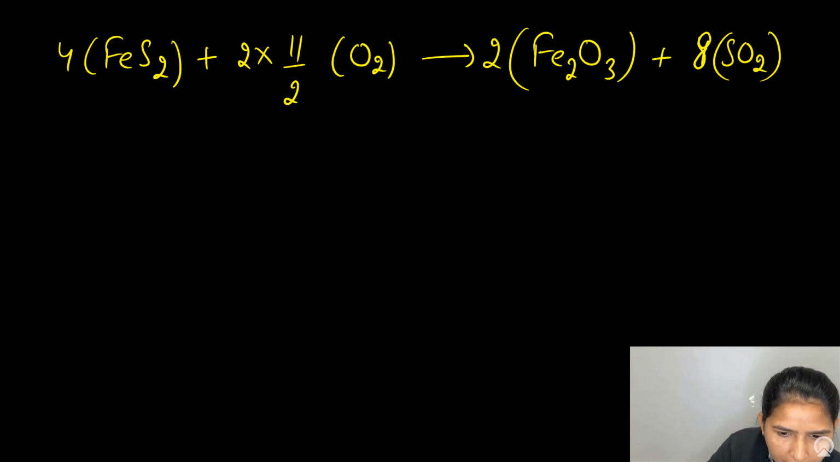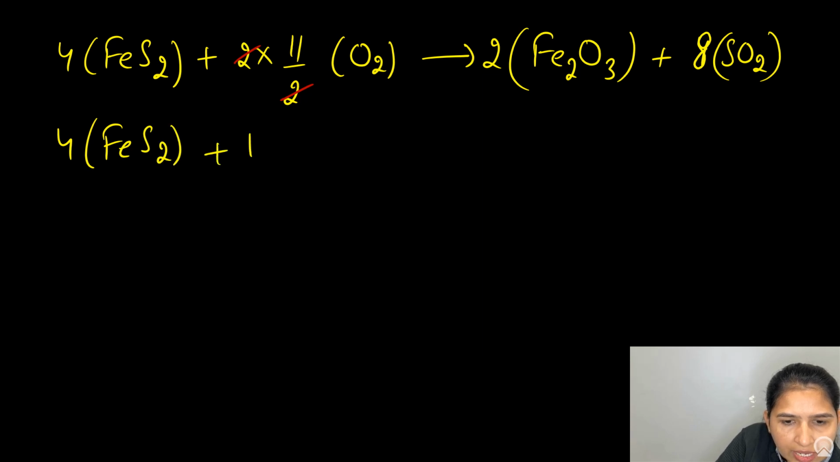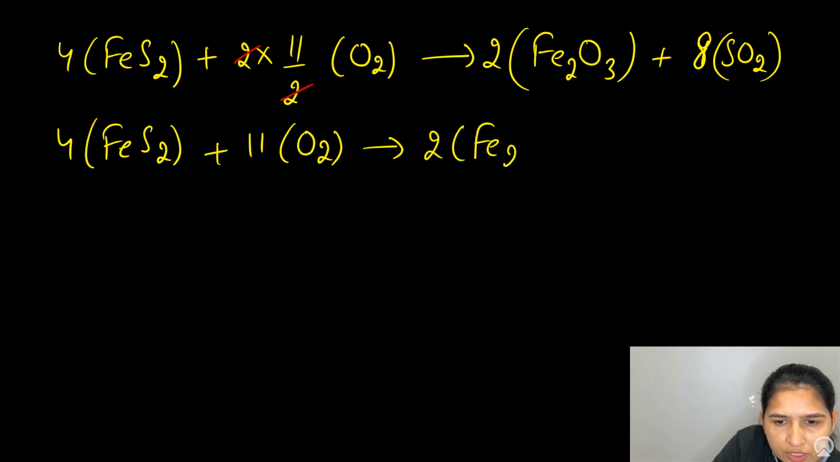Now, as we can see, this 2 will cancel out. What am I left behind with? I am left behind with 4 of FeS2 and 11 of O2. Then it gives you 2 of Fe2O3 plus 8 of SO2.